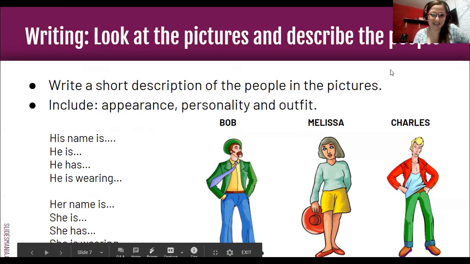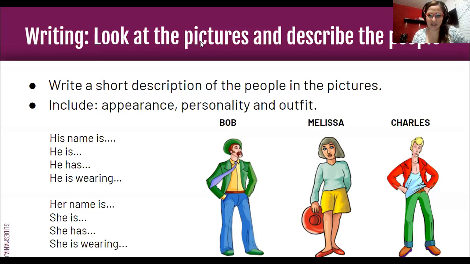I want volunteers. One person to read Bob's description. Volunteers? Pues como víctima. Guillermo, thank you, Guillermo. Please tell us about Bob.